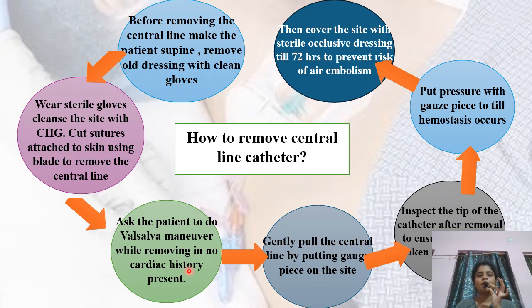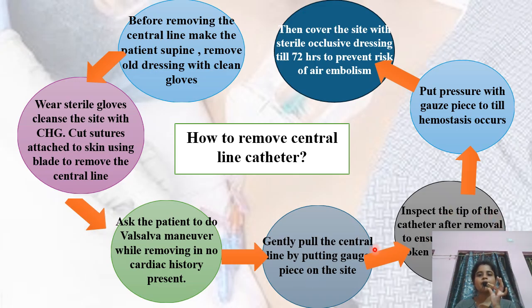side. And also before asking the patient to do the Valsalva maneuver, you should know whether any cardiac history is present or not, because it can cause decreased venous return to the heart. So either you can tell the patient to do the Valsalva maneuver, or at the end of inspiration you can gently pull off the central line by putting a gauze piece on the side.